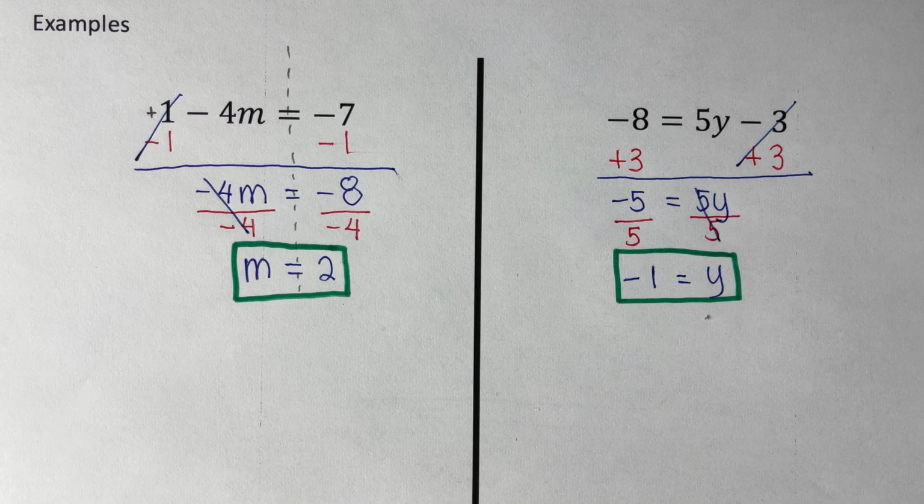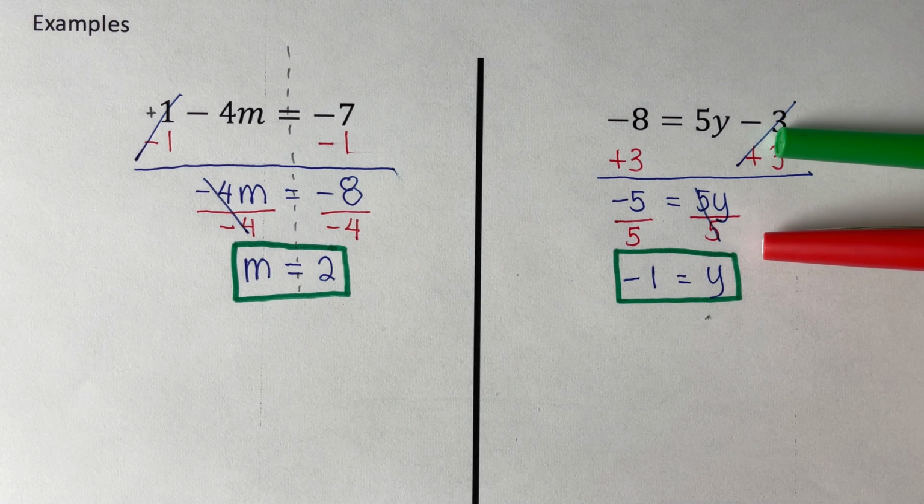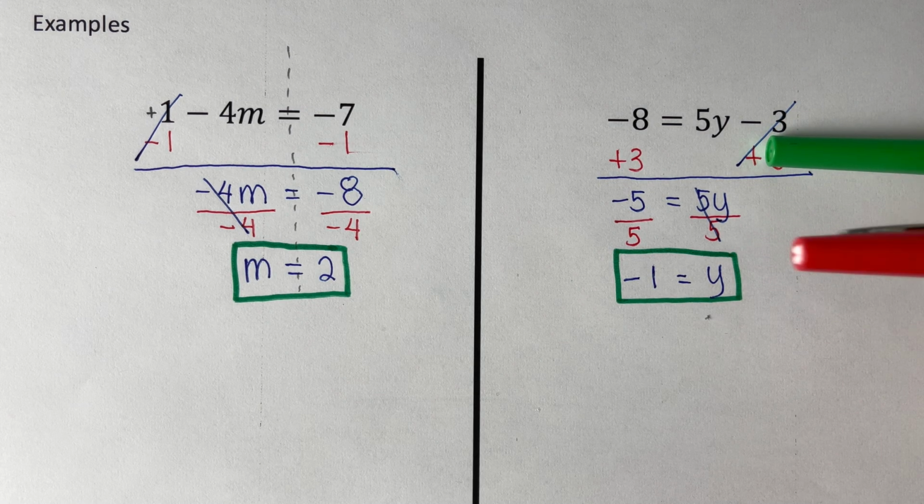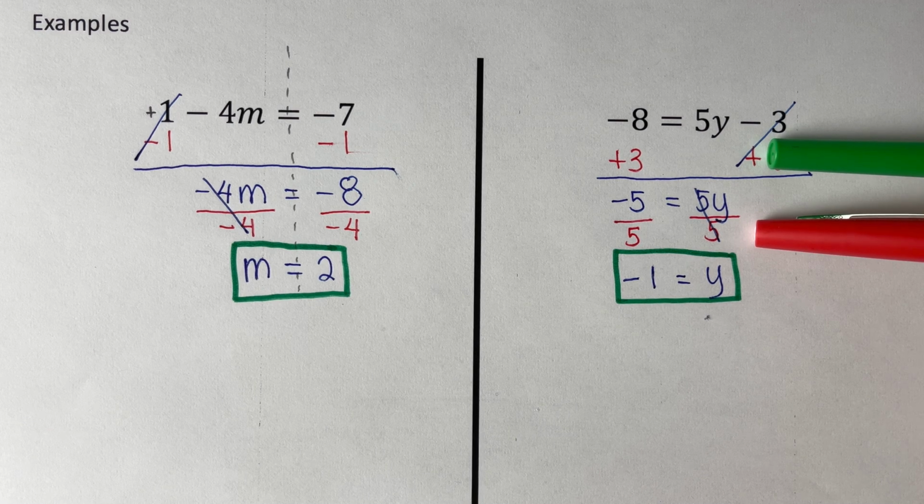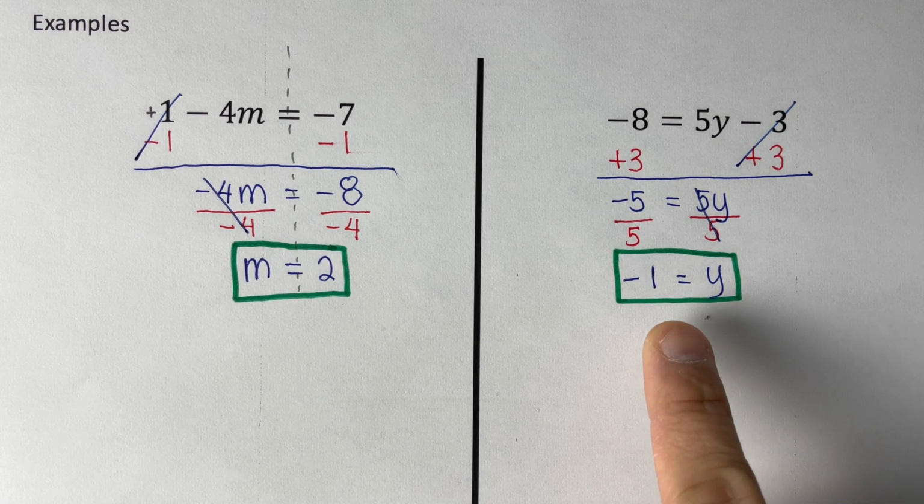So again, this is called a two-step equation because you have the first step here where we added 3 to both sides. And the second step is we divided both sides by 5. So that's the first step. This is the second step. So then it's called a two-step equation. Did you get the same answer as this?